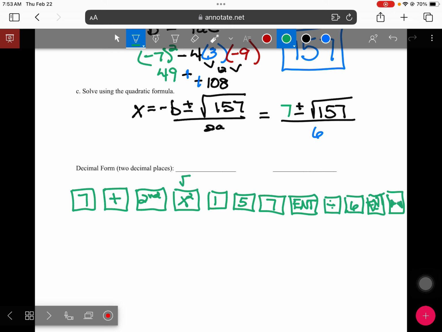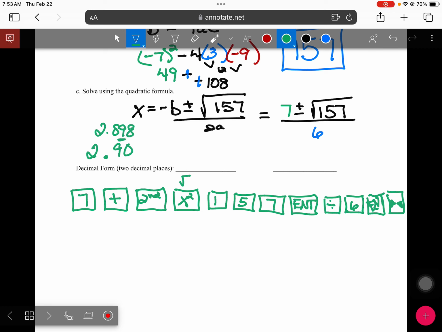What did you guys get? Anybody try it? What'd you get? The first one is 2.9. The second one is negative 2.90. What was after the 0 initially? It was 2.89. Ooh, tricky. 2.898.